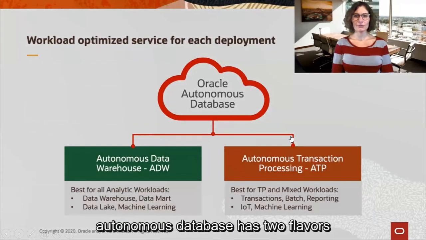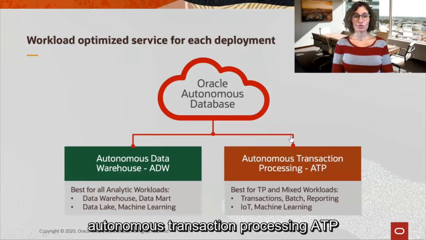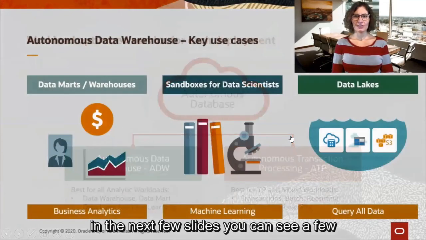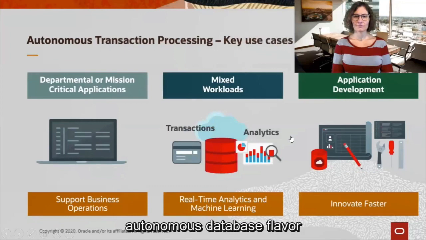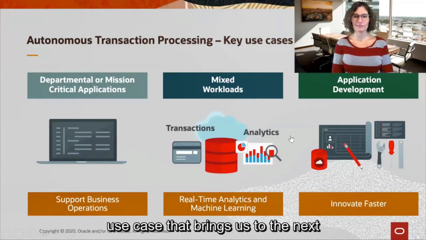Autonomous database has 2 flavors: autonomous transaction processing, ATP, and autonomous data warehouse, ADW. In the next few slides, you can see a few use cases per autonomous database flavor. For this workshop, we want to use autonomous transaction processing, particularly referring to departmental or mission-critical applications use case.